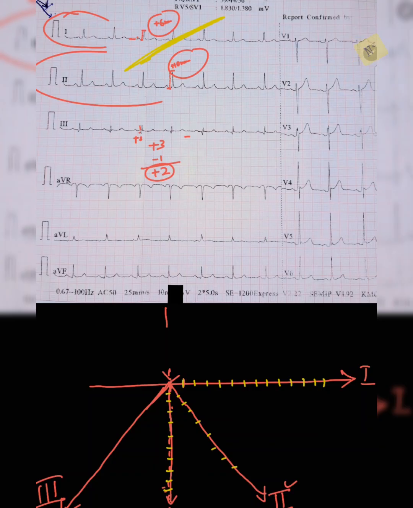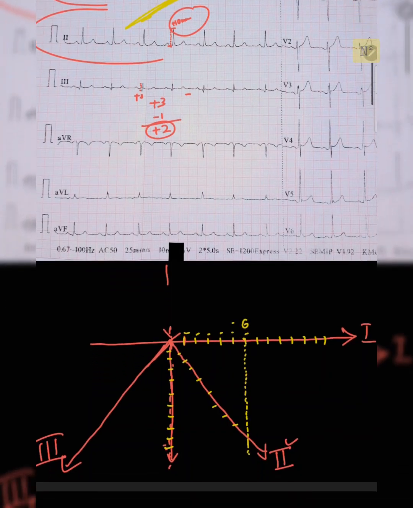So you have to plot the plus 6 on the first lead axis. There is a 1, 2, 3, 4, 5, 6. So this is the plus 6 millivolt. From here you draw a perpendicular line. Now you can take either lead 2 or lead 3 in this case. Let's take lead 2, which is giving you plus 10. So 1, 2, 3, 4, 5, 6, 7, 8, 9, 10. Somewhere around here you draw the perpendicular line.